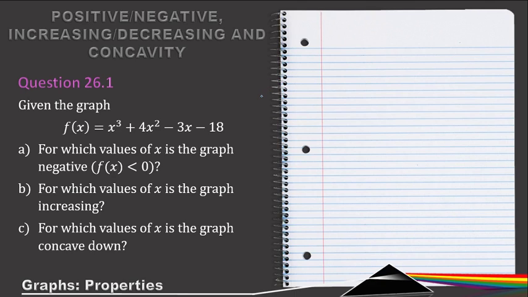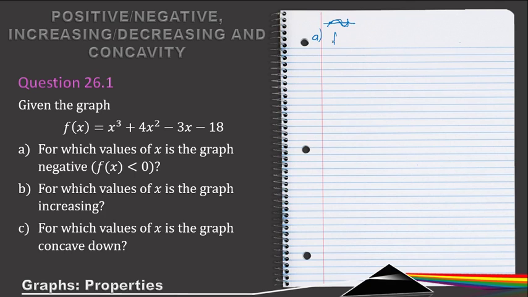Question 26.1. Given the graph of f(x) for A, for which values of x is the graph negative? Or in other words, where is f(x) less than 0? Right, so what we need to do is find the x-intercepts. Okay, so in this case, because this A value is positive, my graph will end positive. And we need to find the intercepts. So wherever the intercepts lie on this graph, that can tell you from where to where it is positive or from where to where it is negative.